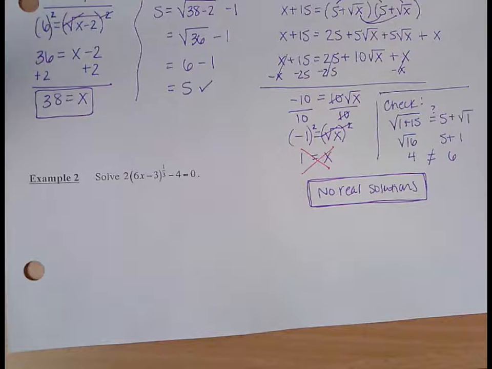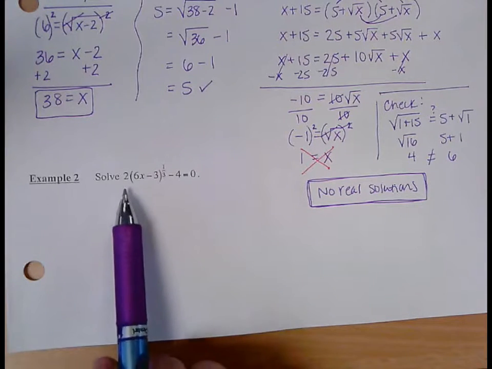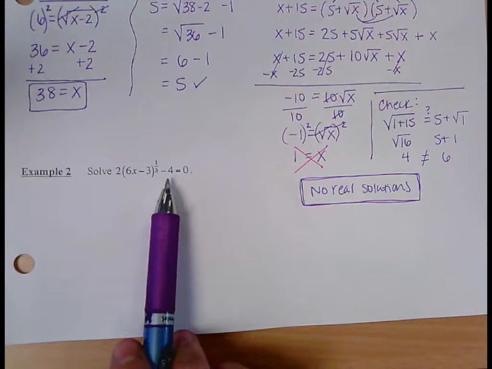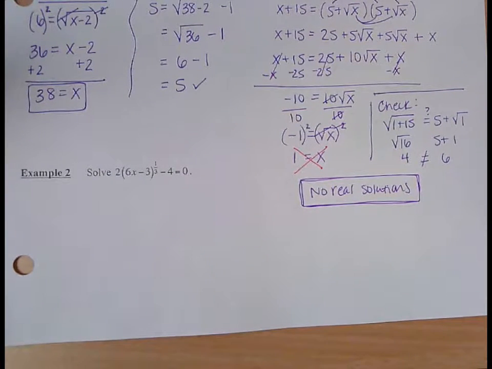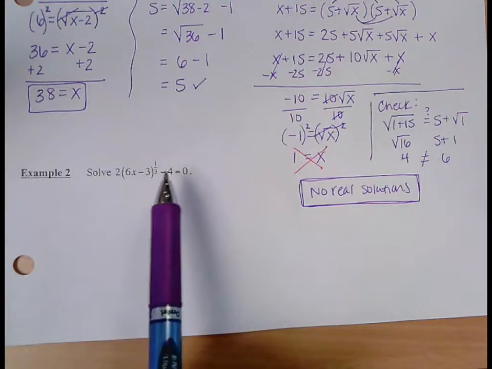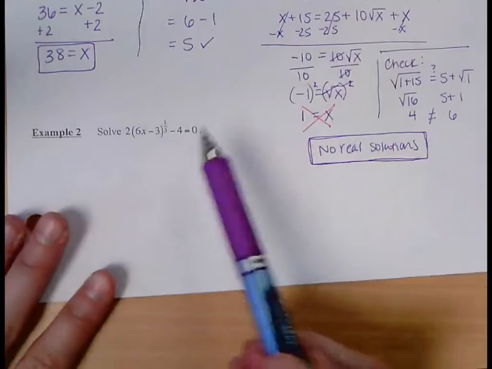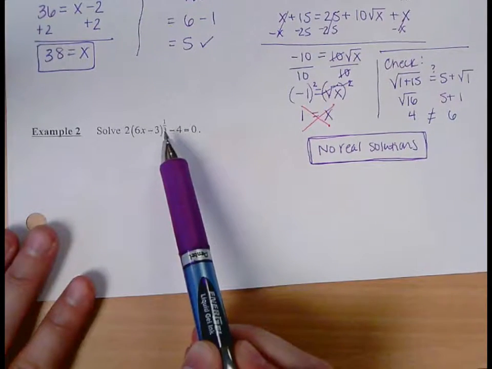In example 2, it says solve this equation, 2 times the quantity 6x minus 3 to the 1/3 power minus 4 equals 0. Notice this equation, the way it's written, doesn't even have a radical in it. However, what does a 1/3 power mean?